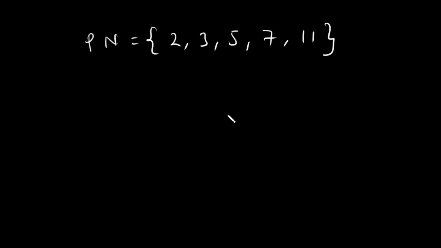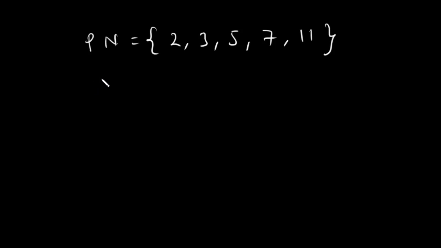What are prime numbers? Prime numbers are numbers that have only two factors, itself and 1. Examples of prime numbers are 2, 3, 5, 7, and 11. Notice that 1 is not a prime number because it has only one factor, that is itself.